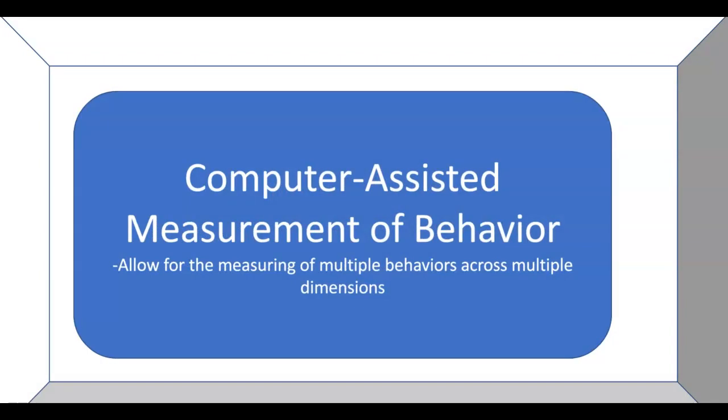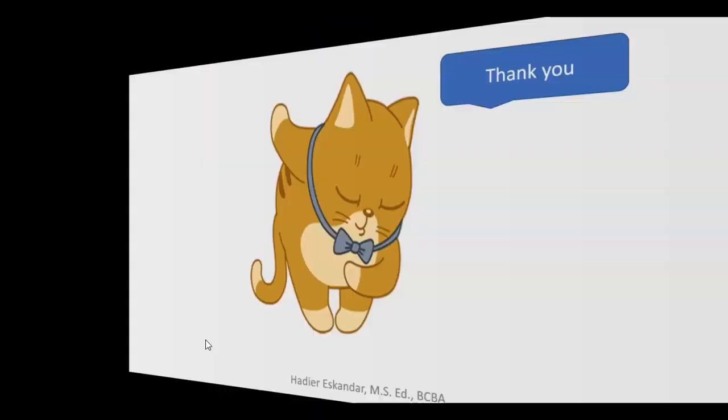Computer-assisted measurement of behavior. There are a lot of software programs that can be used to take and calculate measurements, allowing for the measurement of multiple behaviors across multiple dimensions. If you're really interested in comparing data and looking at different dimensions, and it's a very tedious process to do by yourself, computer-assisted measurement such as software can help do that for you. So this is chapter 4.